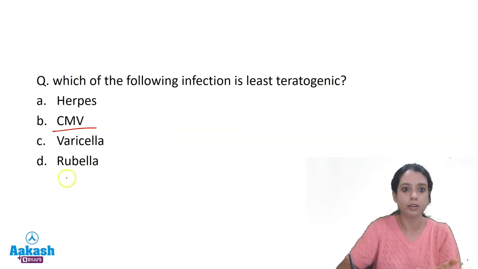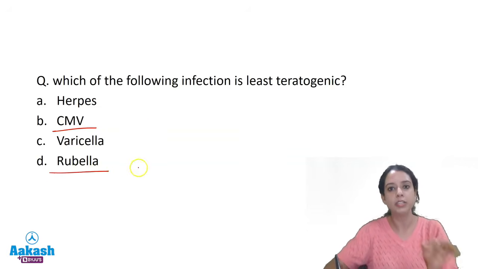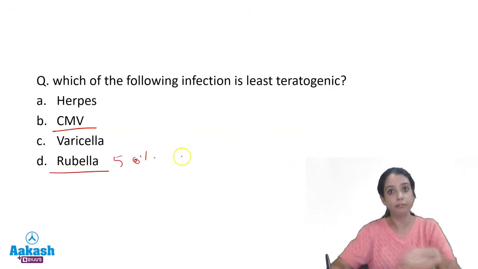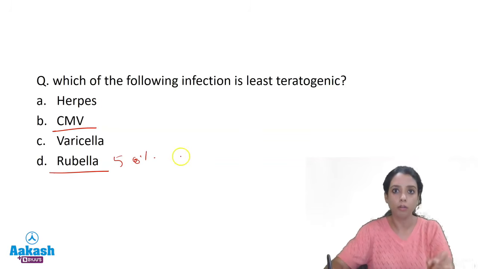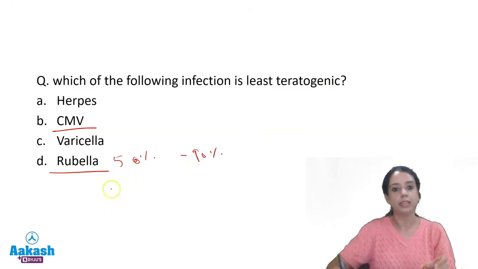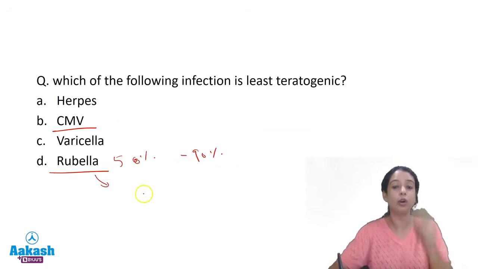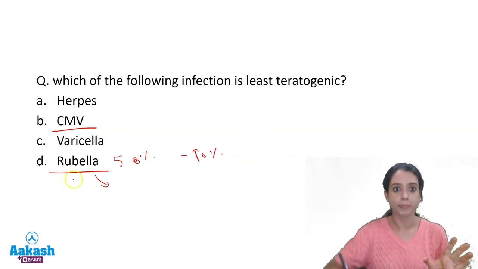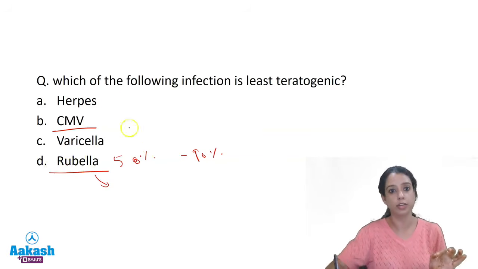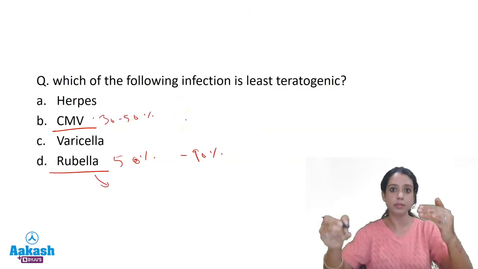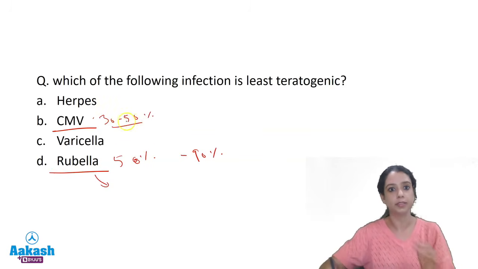Most teratogenic? Rubella. If a patient gets rubella, there is a 50% transmission risk. 50% of fetuses will get rubella, and among all the fetuses who get rubella, 90% will have congenital anomalies. That is why it is the only infection where you advise the patient termination of pregnancy. So rubella has the highest teratogenic potential. CMV's teratogenic potential overall is 30 to 50%. It increases with the trimester, but overall it is 30 to 50%.